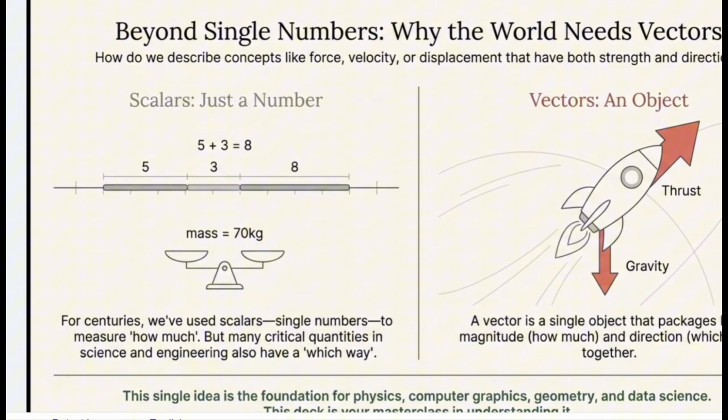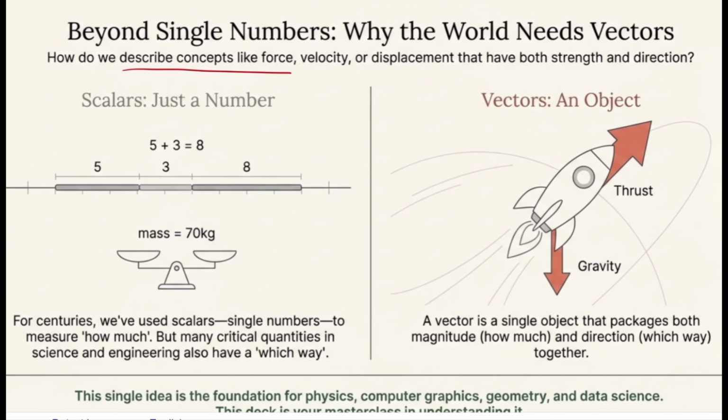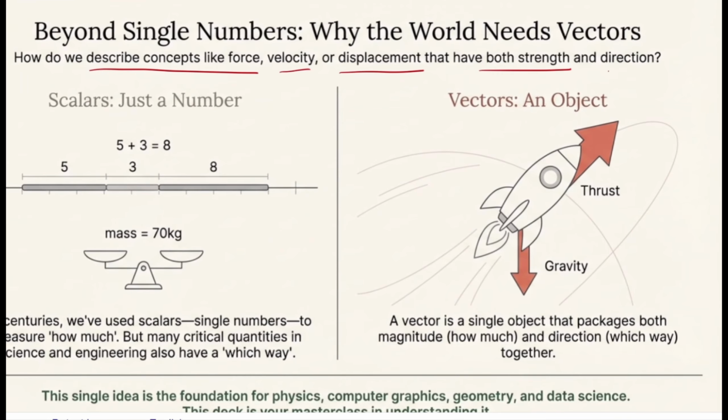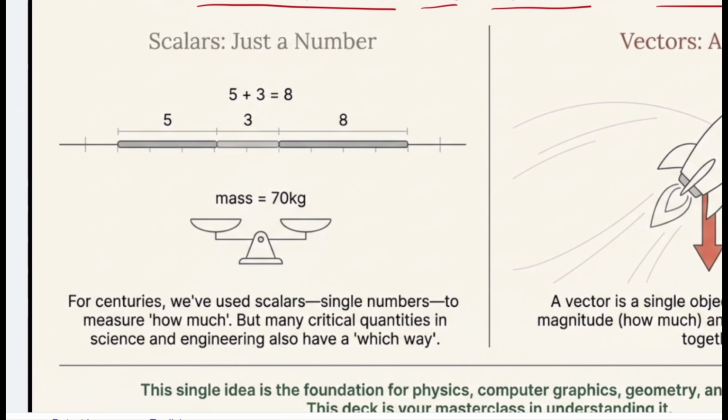The very first question is: how do we describe concepts like force, velocity, or displacement that have both range as a number and direction? This is the time that we need the vector. For the introduction part, we had numbers and we called them scalars. It means that those numbers were just numbers. They didn't have anything special. We add them up. We had mass, for example, 70 kilograms. And for centuries, we've used just scalars. They were just numbers to measure how much.